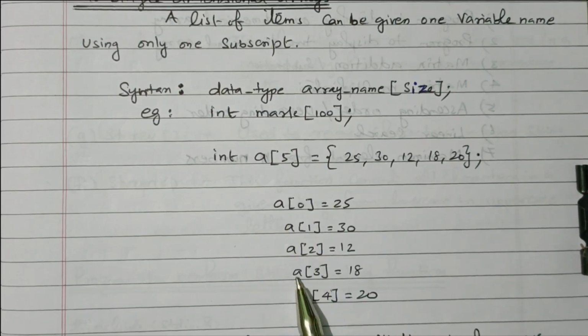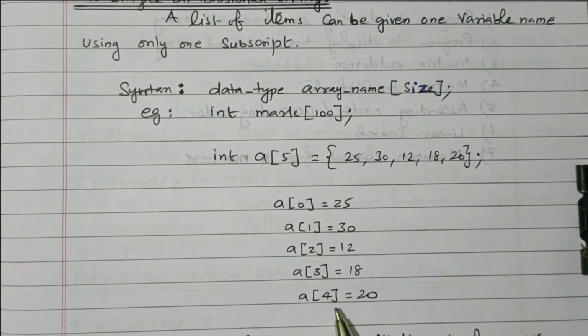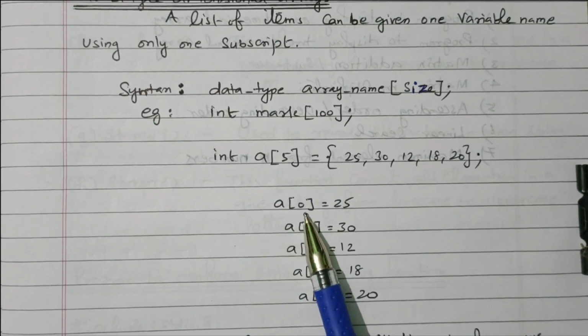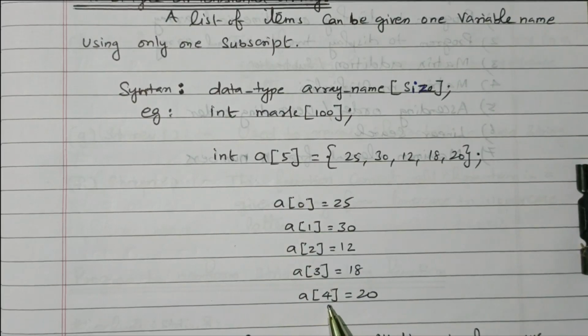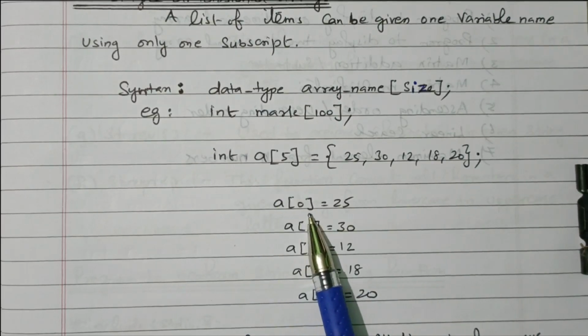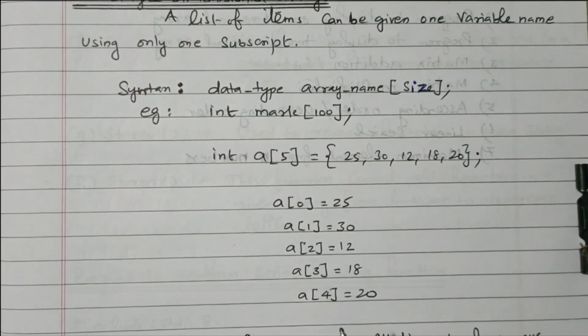So this is the variable name, this is the array element, and this is the array index showing where it is located. There are a maximum of 5 elements. We start from 0, so it goes up to 4: 0, 1, 2, 3, 4. Now you can easily understand. These 5 elements have different locations. a is the common name. a[0] means the first element, a[1] the second element, a[2] the third element, a[3] the fourth element, and a[4] the fifth element.